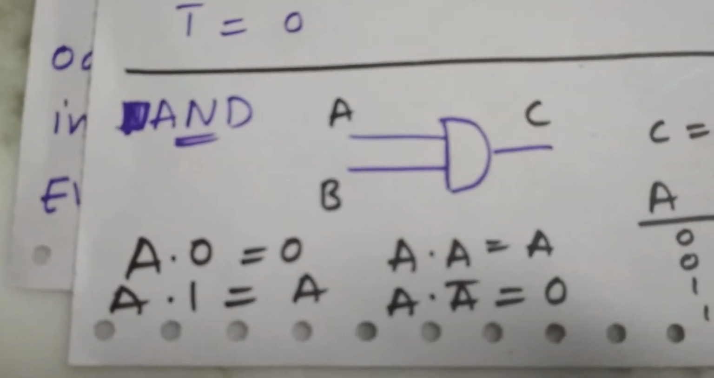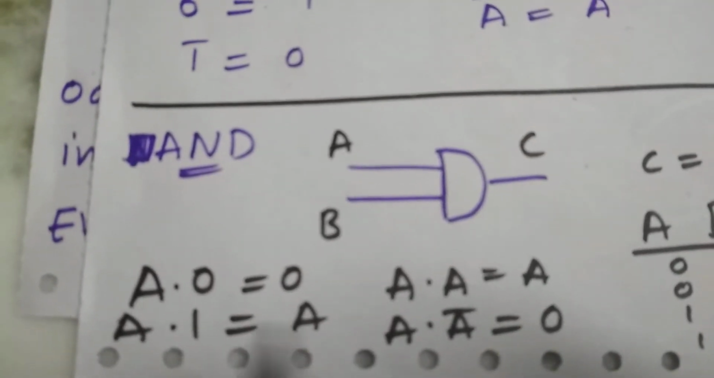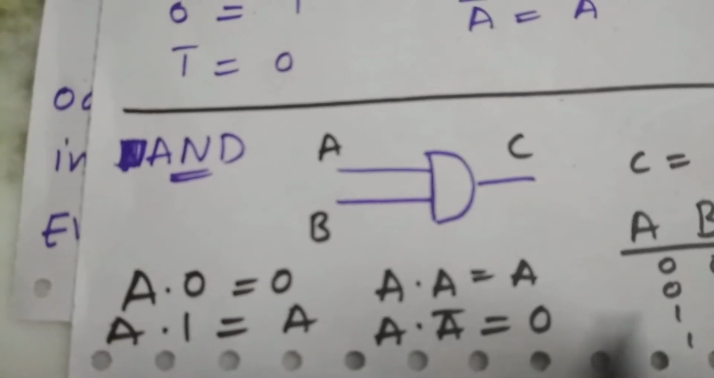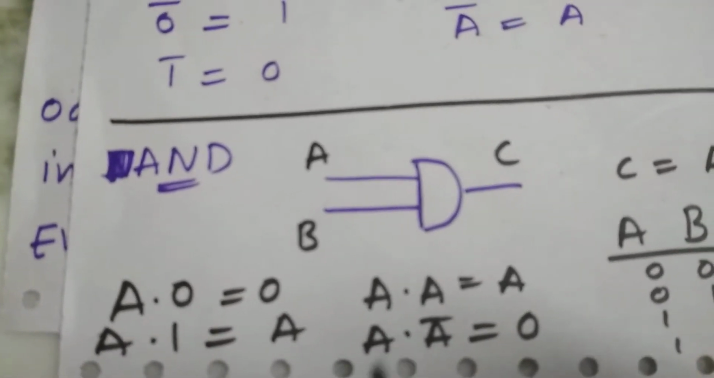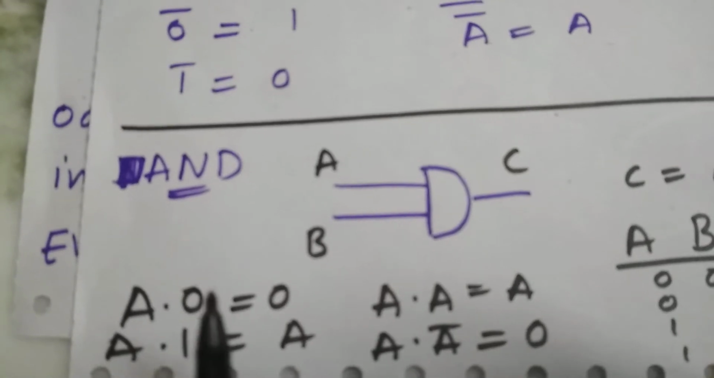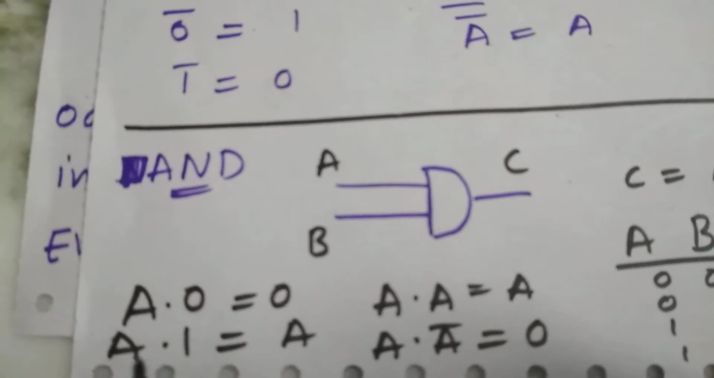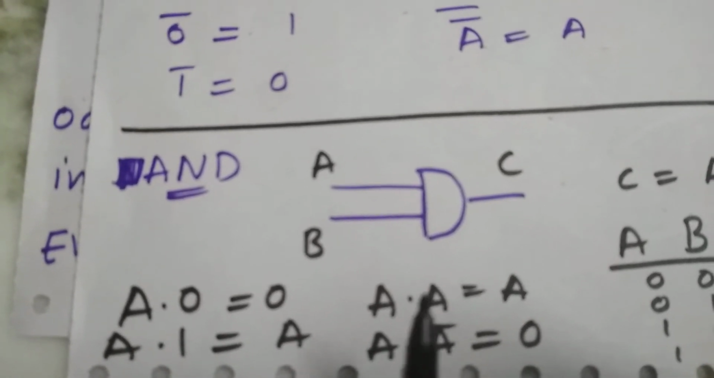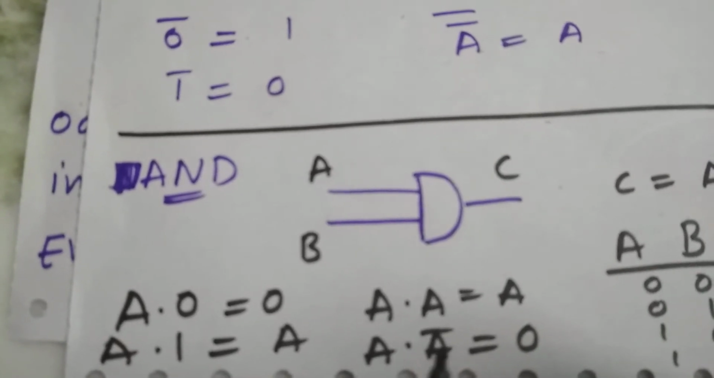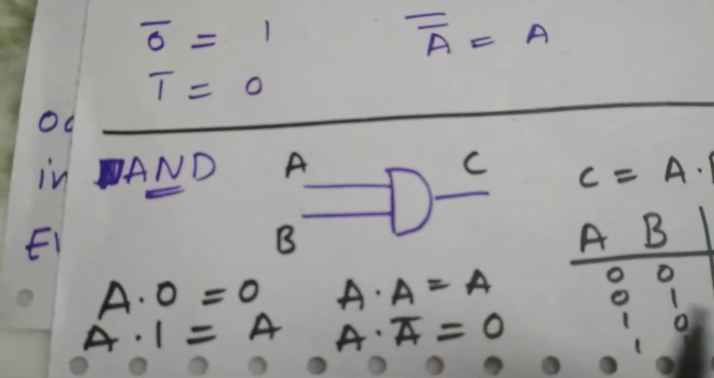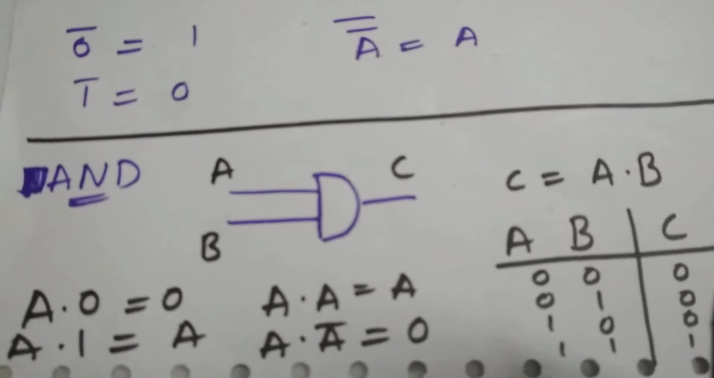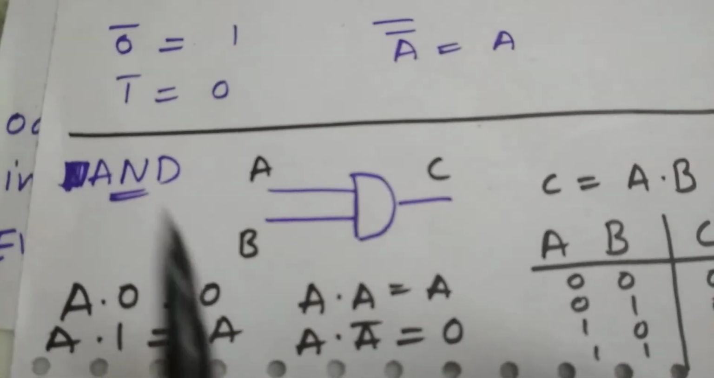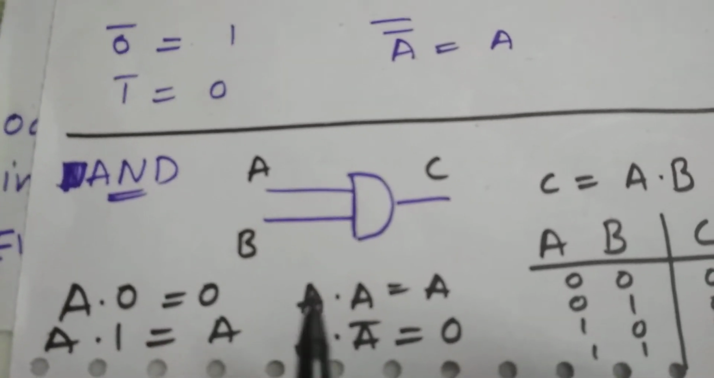So these are the Boolean expressions which are majorly used in any expressions for solving problems. A dot 0 equals 0, A dot 1 equals A, A dot A equals A, A dot A bar equals 0. So you can compare with this truth table and substitute whatever value you want. You will get the expressions as shown.